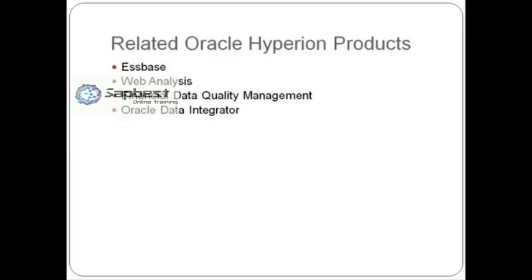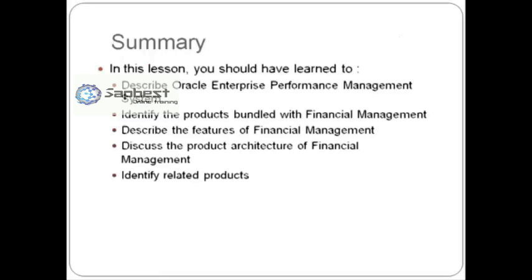Some of the other related Oracle products are, as I said, Essbase, Web Analysis, FDQM, and Oracle Data Integrator. Essbase is used mostly with Planning. Web Analysis is a tool mostly utilized for data analysis purposes. FDQM, I have explained to you, is more to make sure that quality data is going into the system. And then we have Oracle Data Integrator, or ODI, as we call it, for data integration from different source systems at one place.